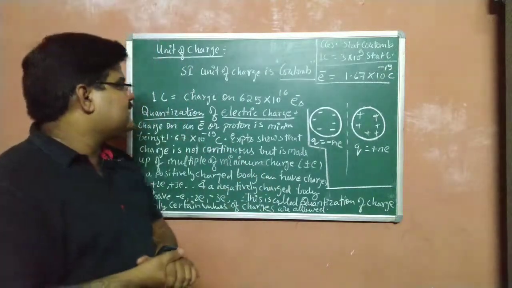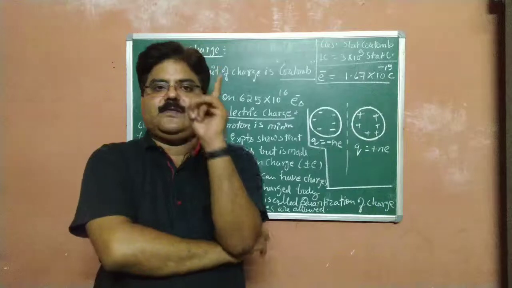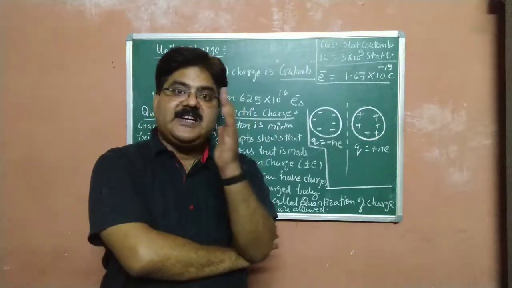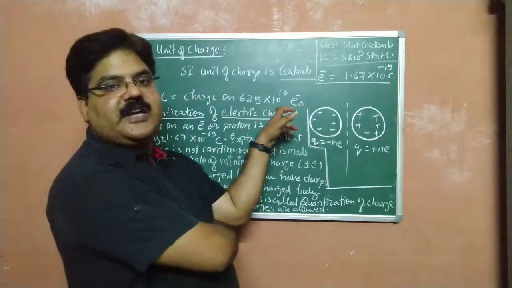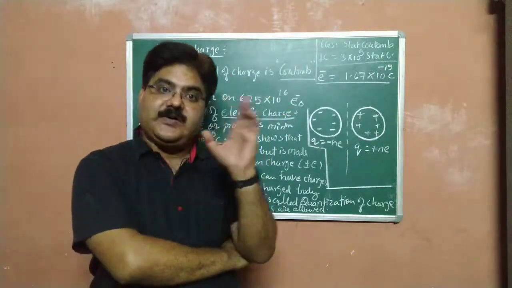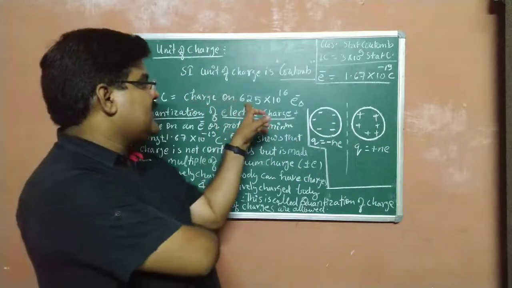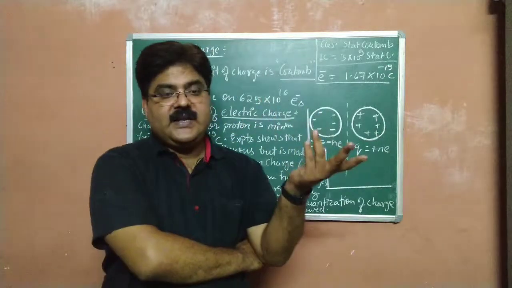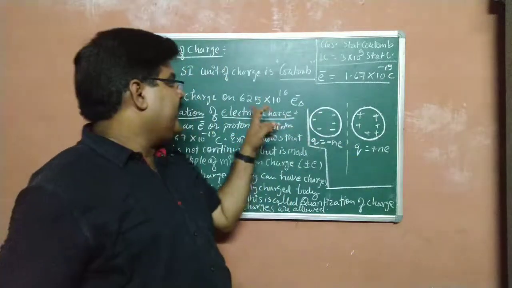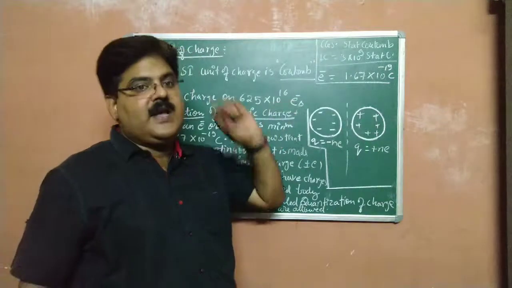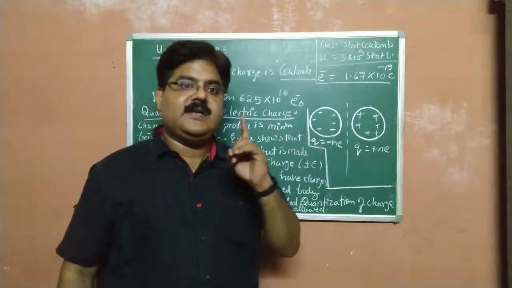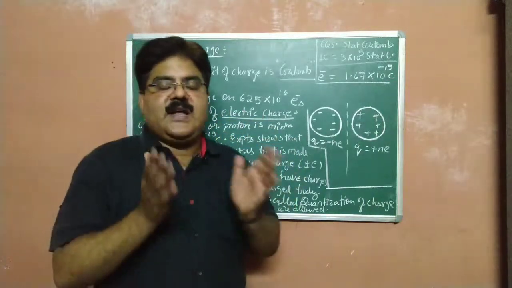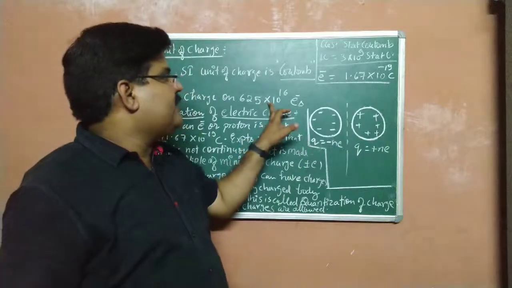Now again, if somebody says that a body has plus 1 coulomb charge, what does it mean? It means that it has a deficiency of 625 into 10 to the power 16 electrons, as 1 coulomb of charge is the charge on this number of electrons. And if somebody says it has minus 1 coulomb charge, then it has an excess of this number of electrons.